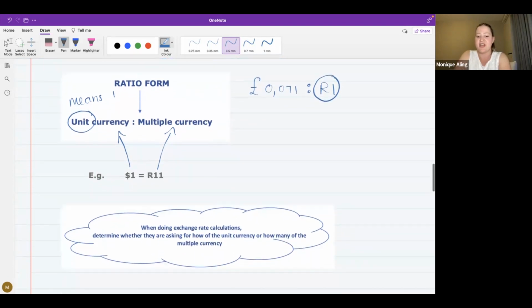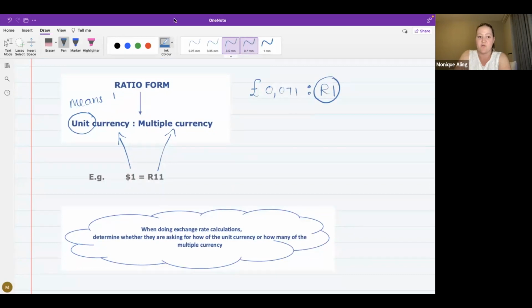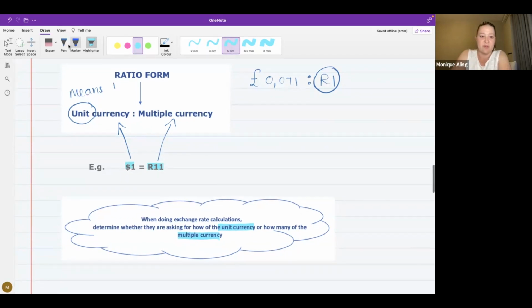So keeping this in mind, when we do exchange rate calculations, we need to determine whether they are asking us for the unit currency or how many of the multiple currency. So are they asking us about the dollars, or are they asking us about the Rand amount, unit or multiple currency? I see that there is a little bit of a typo there. It's meant to say how many of the unit currency.